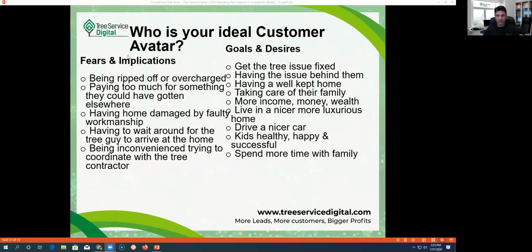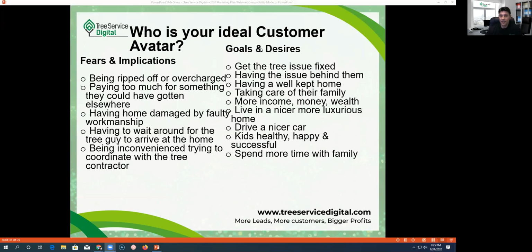Their fears and implications, some of their fears are just being ripped off or overcharged by a contractor. One of their fears would be paying too much for something they could have gotten elsewhere for a little bit less expensive. Having their home damaged by faulty workmanship, that's also a fear. Having to wait around for the tree guy to arrive at the home, being inconvenienced, trying to coordinate with the tree contractor. So all of your reviews online, if you've got a very good reputation on the internet, will help these fears and implications kind of just dissipate, right? They won't even really care about it if they see everybody else vouching for you.